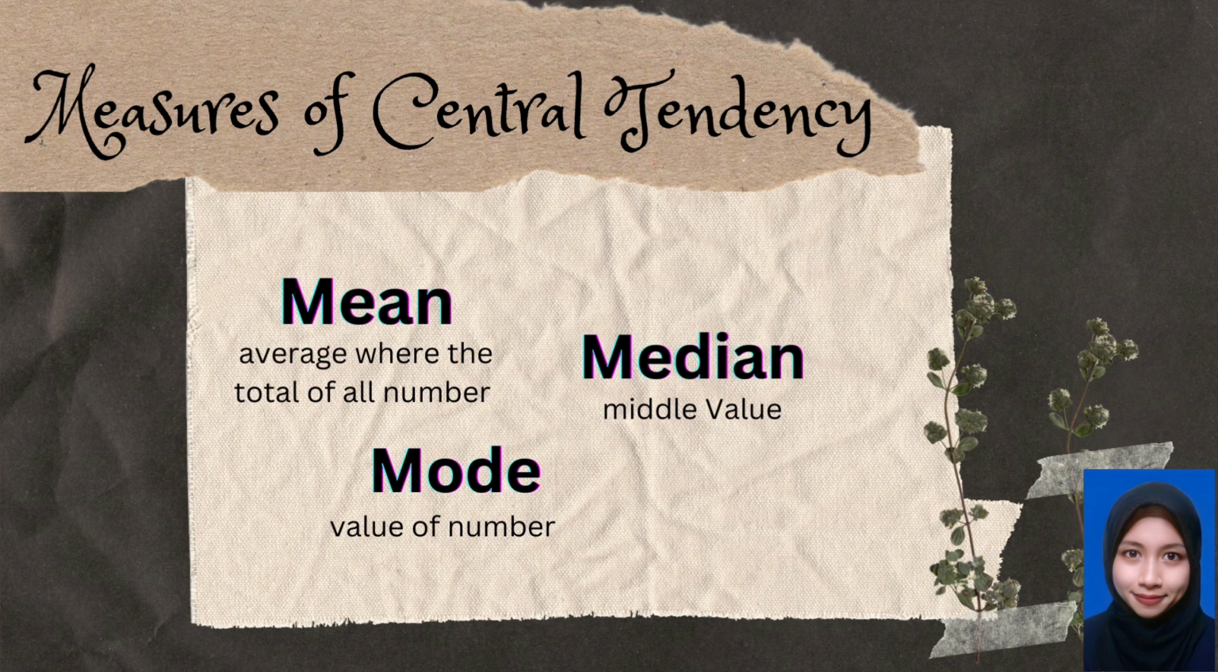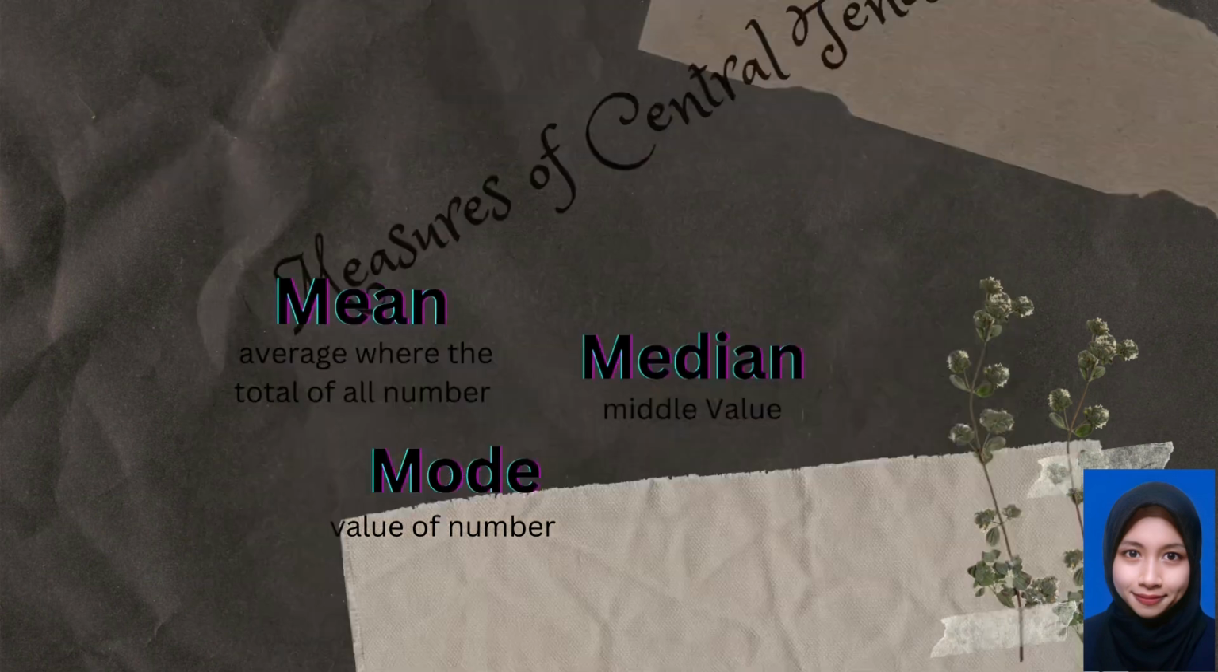So for today, I will present about measure of central tendency. As we know, central tendency has 3 measures, which are mean, median, and mode. The mean is the average where the total of all the numbers is divided by the total number of numbers. The median is the middle value in the list of given numbers, ranked from smallest to biggest. While the mode is the value that shows in the list most frequently.